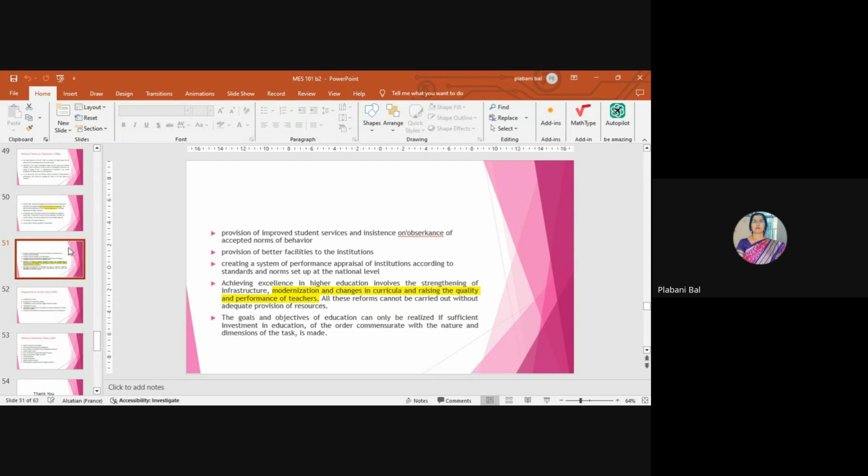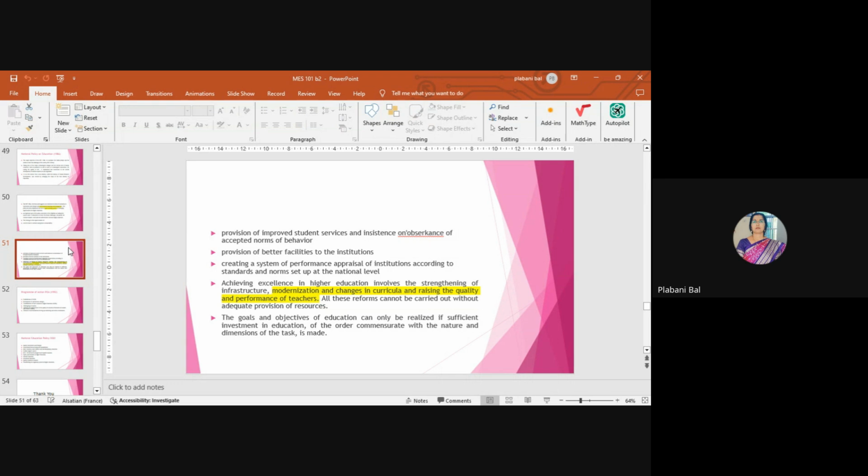The analysis of educational expenditure also showed that education got 1.2% of the national income in 1951, then 1.9%, and then 2.9% at the end of the third plan.